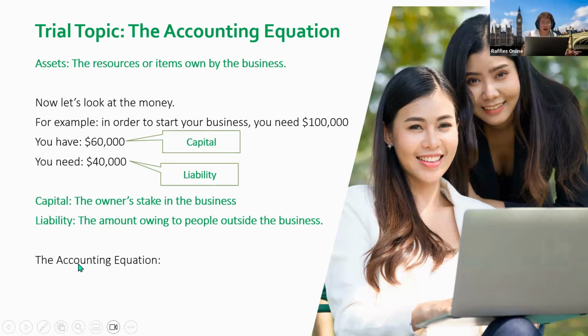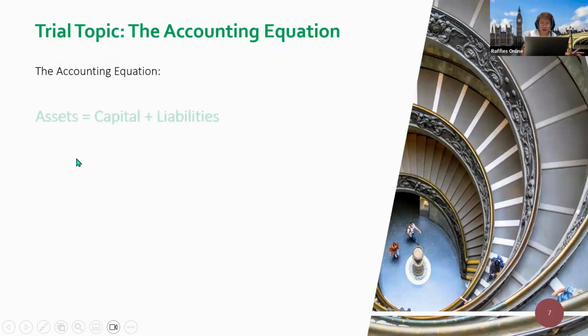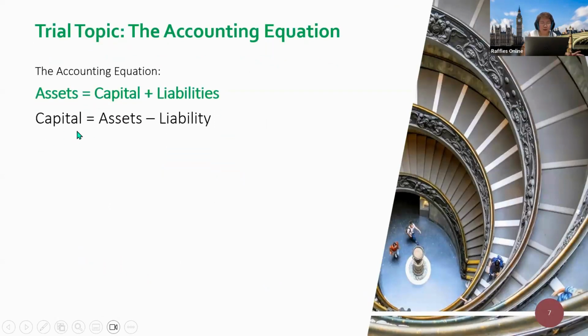Now we will look at the accounting equation. Assets equal capital plus liabilities, right? So since assets equal capital plus liabilities, capital equals assets minus liabilities, and liabilities equal assets minus capital. This is how you understand the accounting equation.